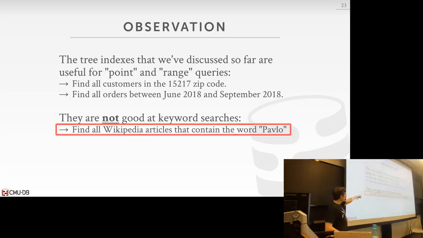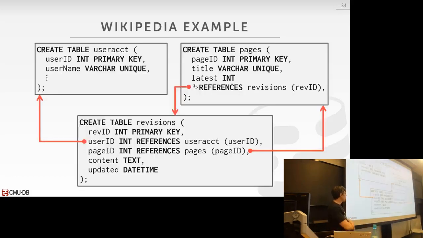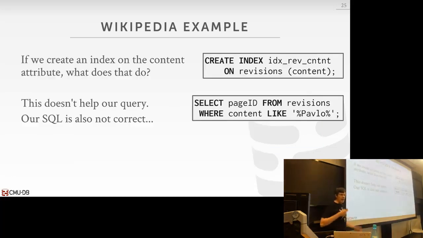So this is the problem we're trying to solve here. Quickly, just to remind everyone what Wikipedia looks like, the main thing we care about is that there's this revisions table that has the text field. We want to be able to find all the matches for Pablo for this. So if I try to create an index on the content field, this is going to be a really bad idea.